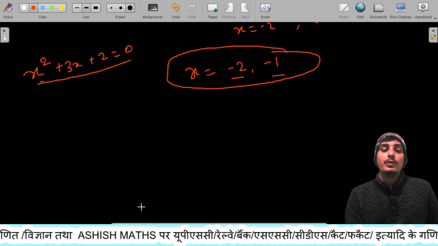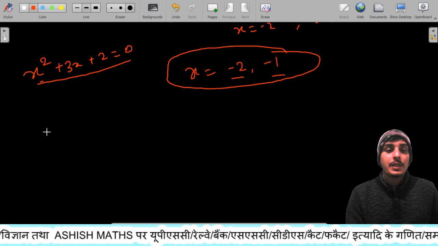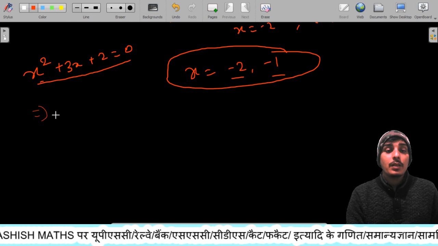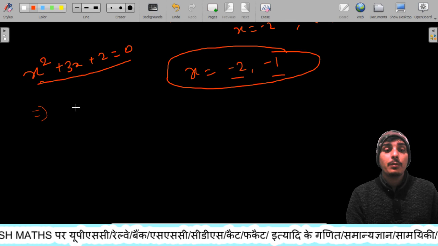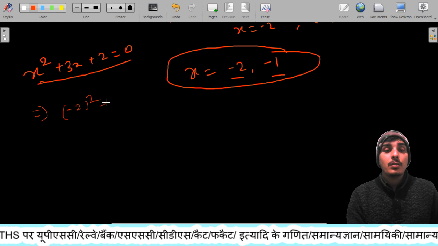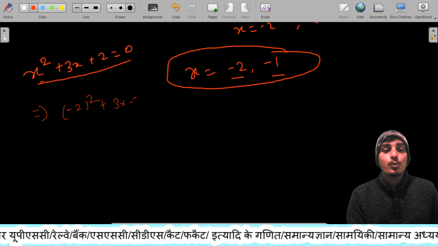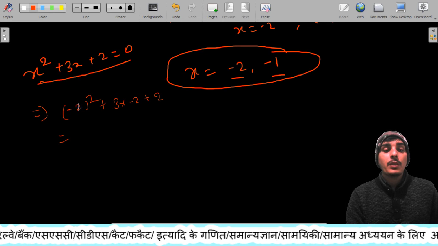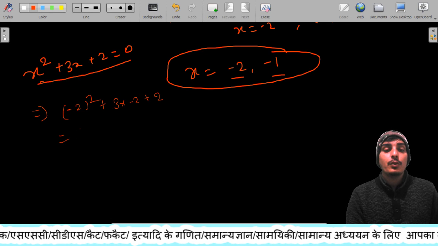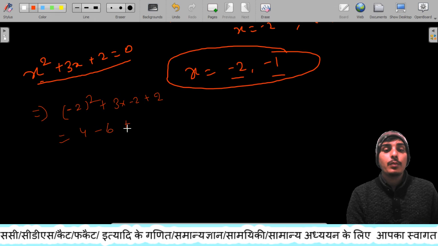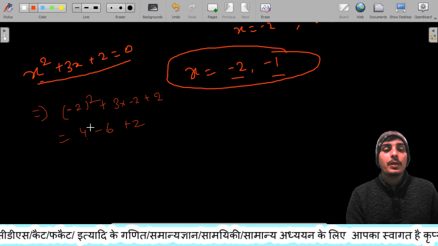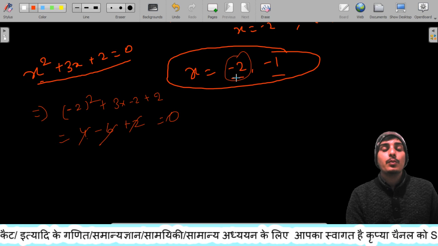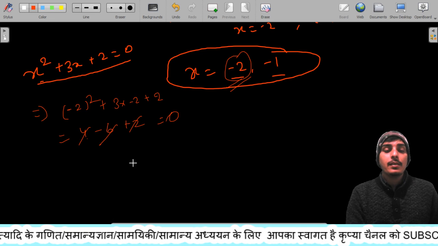So first of all, we will check this answer. After putting minus 2, so minus 2 square plus 3 into minus 2 plus 2, right? So minus 2 square equal to 4, and minus 6 and plus 2, 4 plus 2 is 6, minus 6 equal to 0. So you can say that x equal to minus 2 is a right answer.